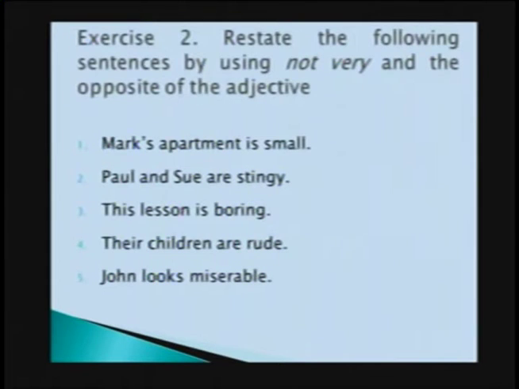So just remember, for small, the opposite would be big. Stingy, generous. Boring, interesting. Rude, polite. And miserable, happy. Okay, so remember that in this exercise you have to use the combination of not very plus the adjective.